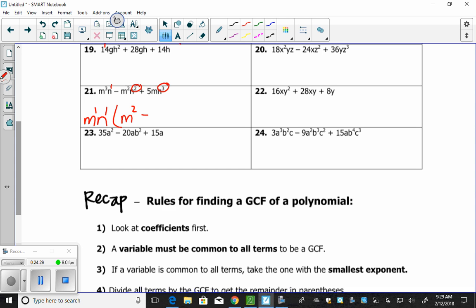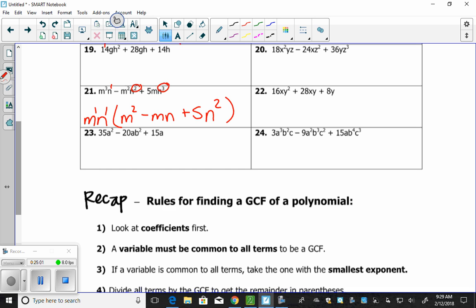M squared divided by m is? M. N squared divided by n is? N. N divided by m is? Do I write it? No. What about n cubed divided by n? N. That's your answer. Okay.